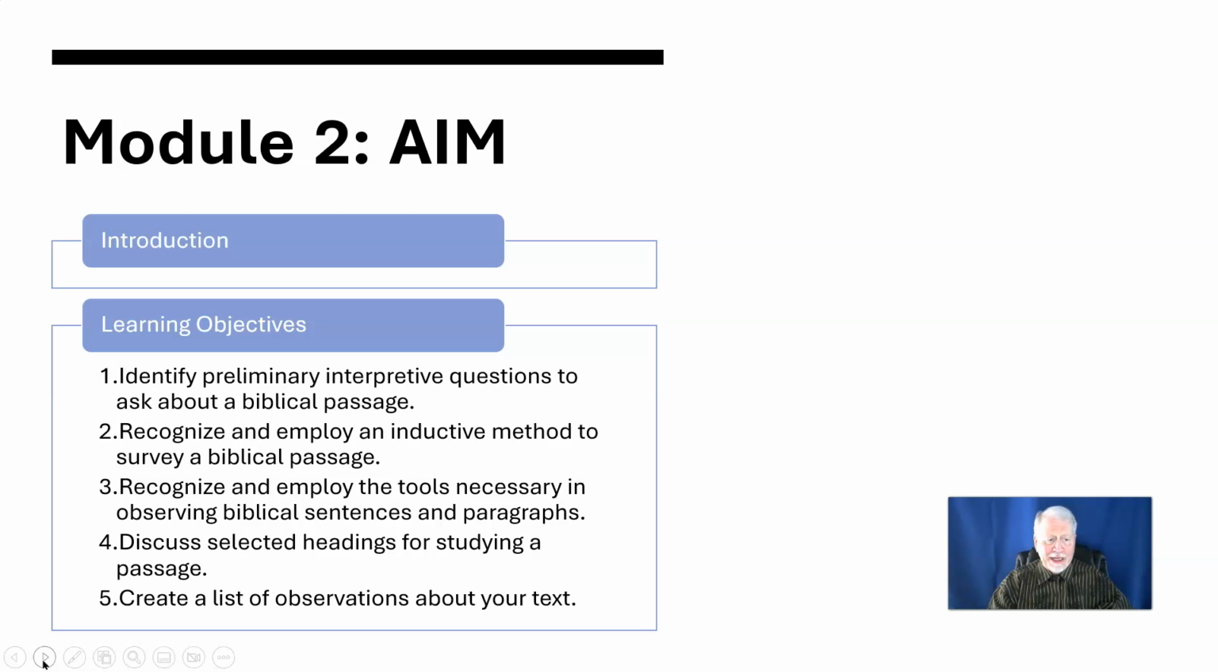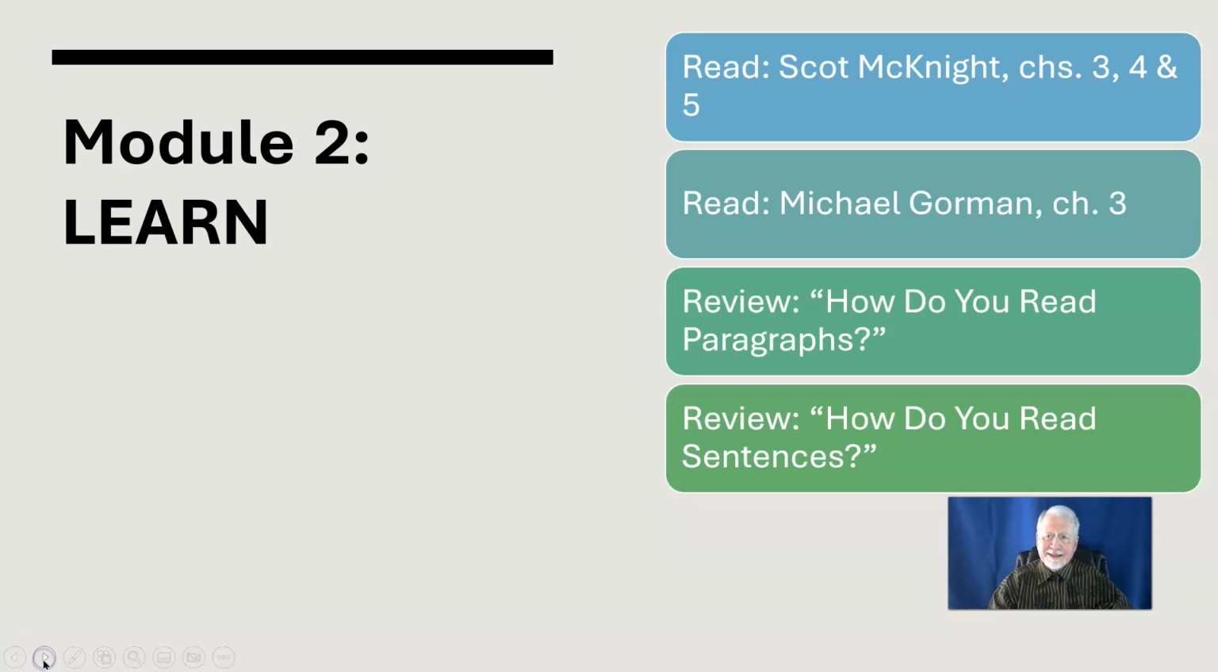So we're going to start already in week 2 to give you specific tools that you will need to be a great exegete of Scripture. Number 4, to discuss selected headings for studying a passage, which is kind of an outlining exercise. Also very important. I think you will discover that coming up with a great outline for a passage is hugely important. And then number 5, to create a list of observations about your text. So having asked specific questions about your text, you want to have a list of questions and a list of observations that will guide you in your further study.